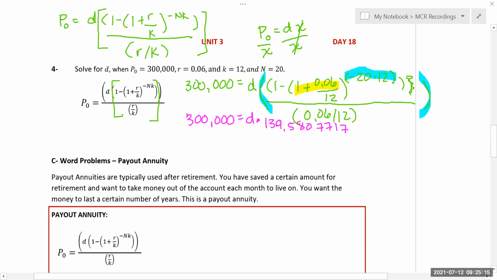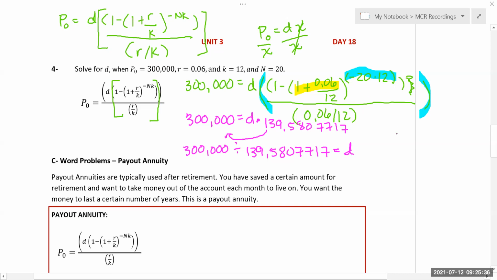139.58077717. I wrote every single decimal there for a reason. Don't round it till the end. Then you're going to divide. So you're going to take 300,000 and divide it by that entire piece. And that's going to give you your D.